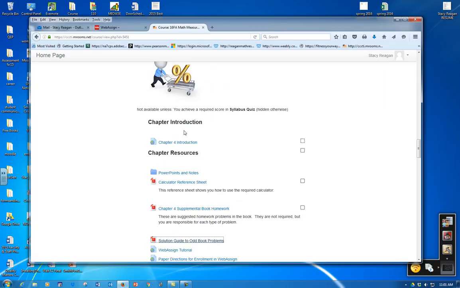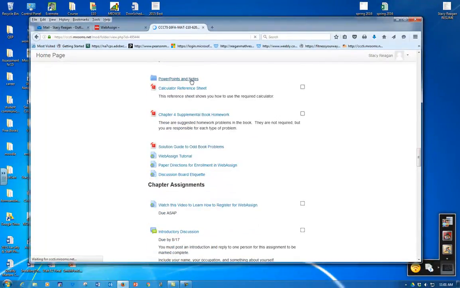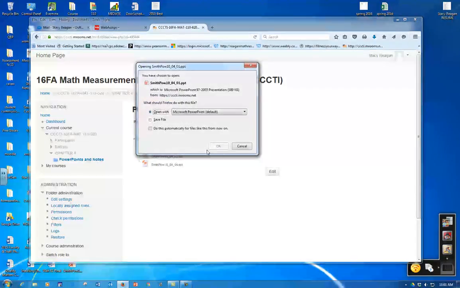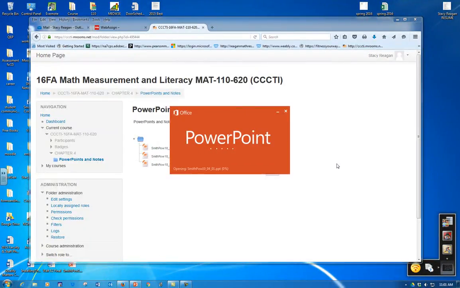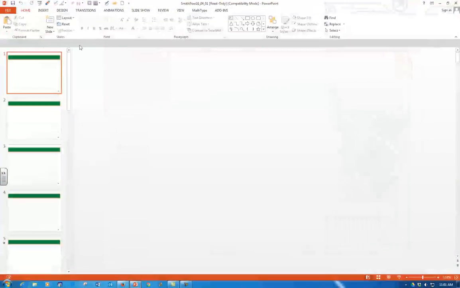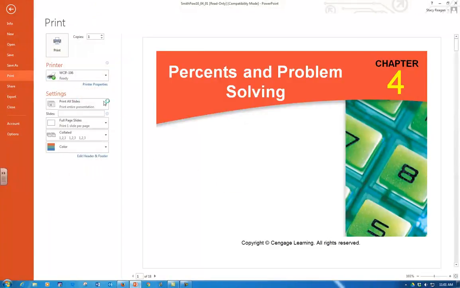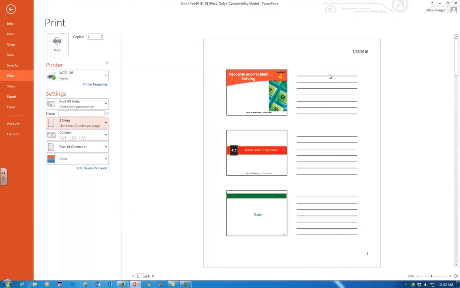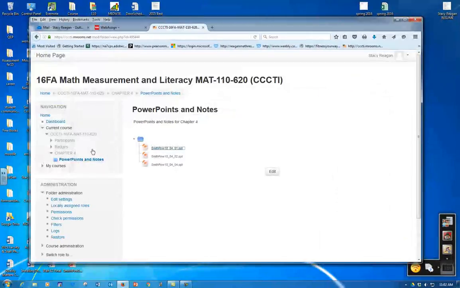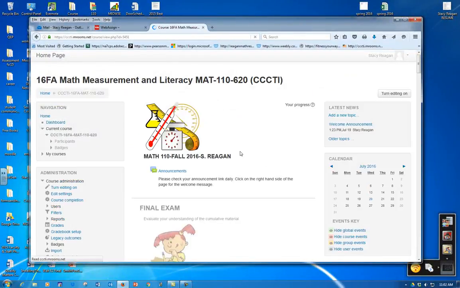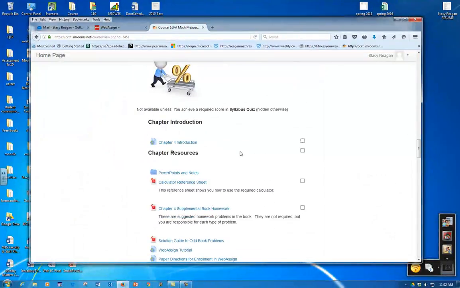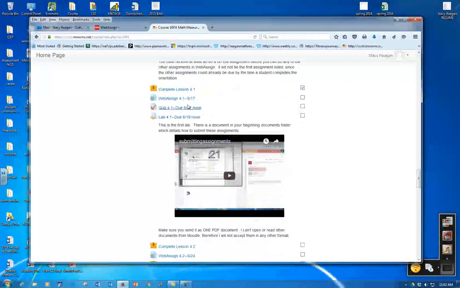Some of you who like to have notes, you could go up here under PowerPoints and Notes. You could do this for every assignment that you have. You can go in and click File, Print, and you can tell it, instead of doing full page slides, do 3 slides, and what that does is it puts the slide with little notes beside it so that you can work the problems with me in the videos, that type of thing. So those are really good for people who like to have notes. You can do this for everything that you do. So this is your lesson. Then you're going to do your Webassign.